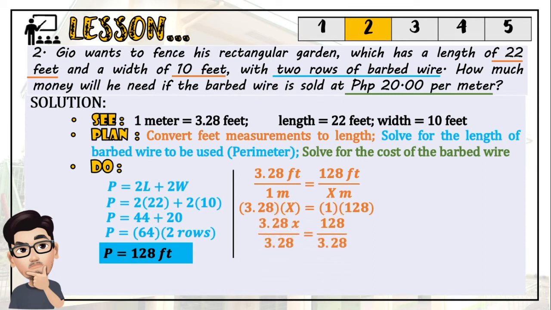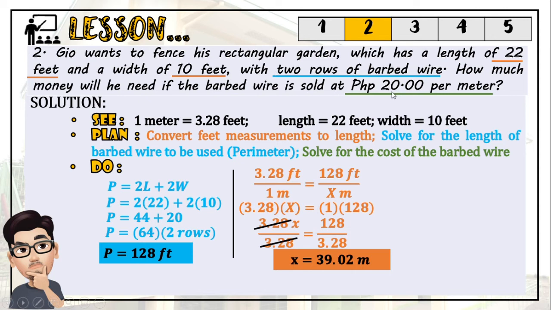Now we will cross multiply them and we will arrive at 3.28 times x equals 1 times 128. Then we will have 3.28x equals 128. So we need to divide both sides by 3.28 so that x will remain here on the left side. So that will be cancelled out, and then 128 divided by 3.28, we will have x equals 39.02 meters. Now Gio will need 39.02 meters of barbed wire.